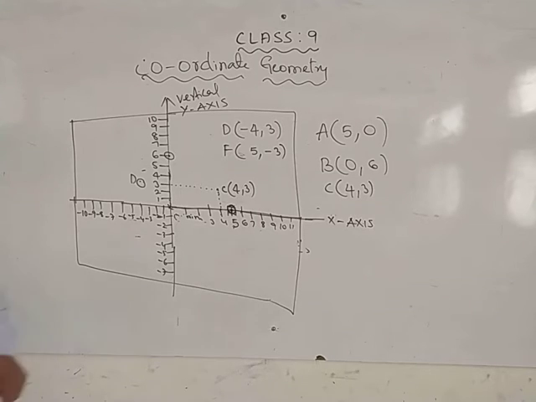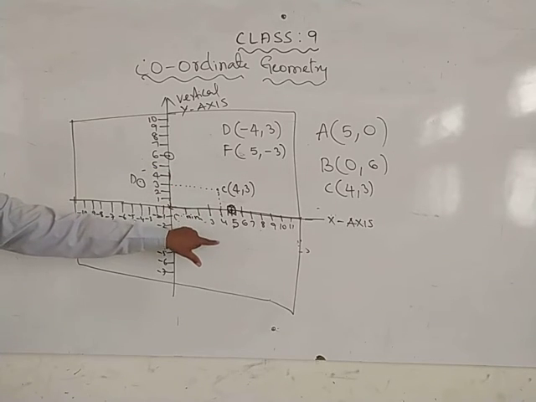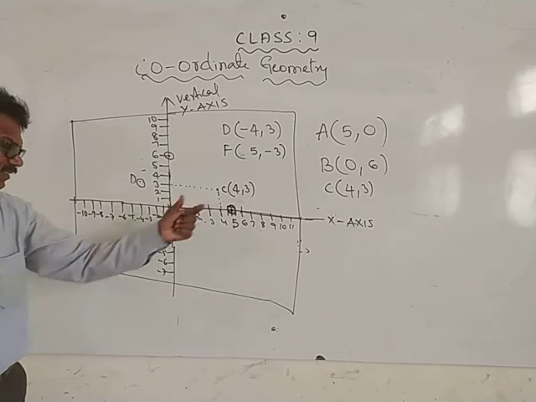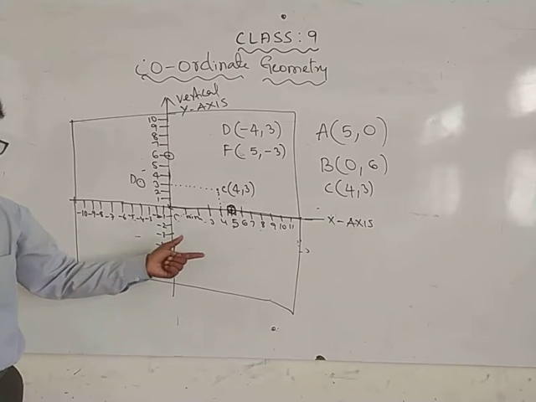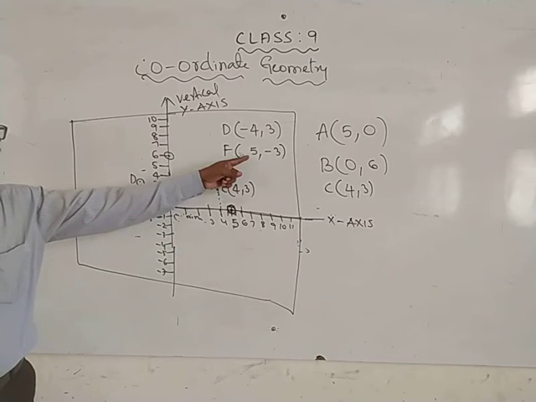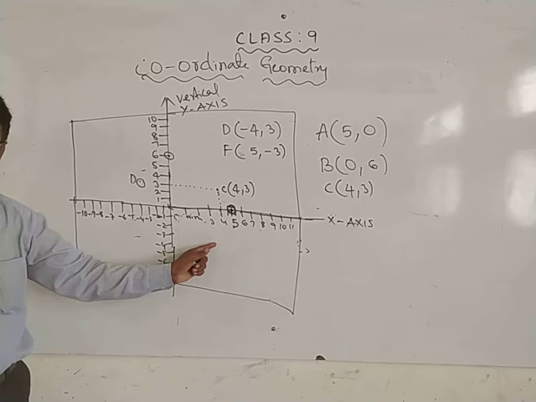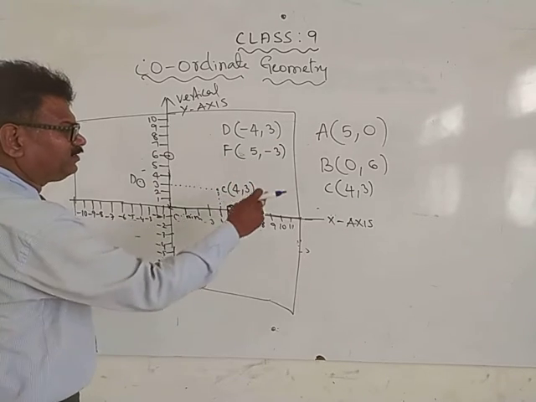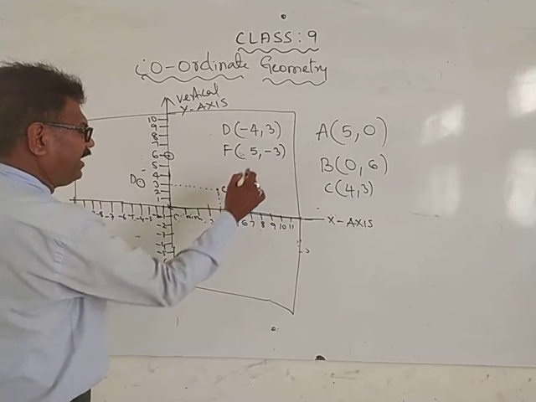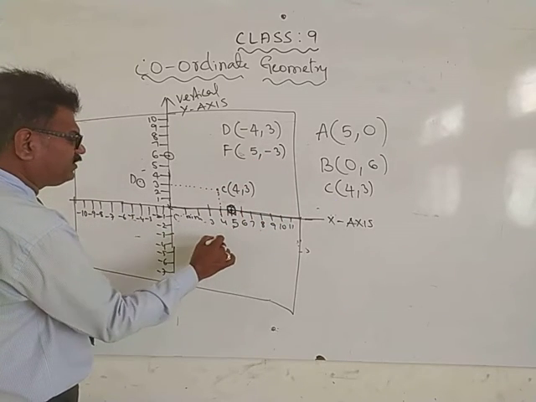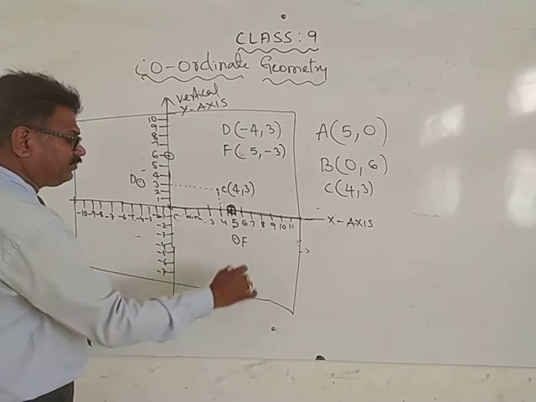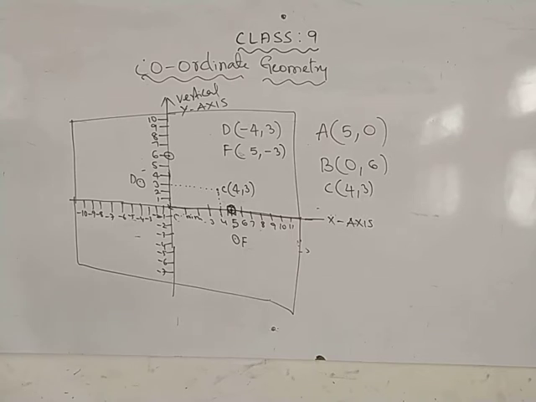Next, for example, F is plus 5 and minus 3. X is positive, so it is either in the first quadrant or the fourth quadrant. Now Y is minus, so it is either third or fourth. But in the third quadrant X is not there. X is present in the fourth quadrant. Therefore it is in the fourth quadrant. How? 5 and minus 3. Therefore, where is the answer? This is nothing but that point. Okay?